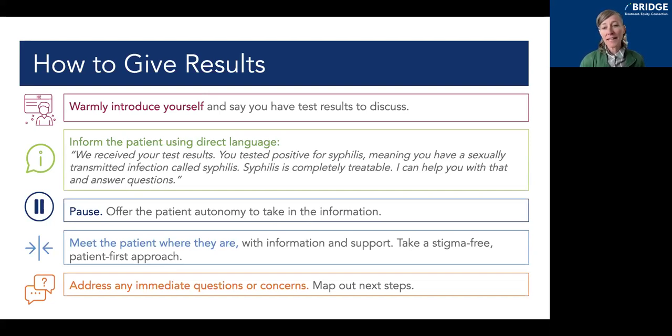Finally, address any immediate questions or concerns. If a patient has a question in their mind, they may not be able to hear as you map out next steps. So ask about immediate questions or concerns, and then map out next steps. Next steps might look like treatment options, partner treatment and prevention plans, all of which should be rooted in the patient's goals, preferences, and life circumstances, and then linkage to care and support services.